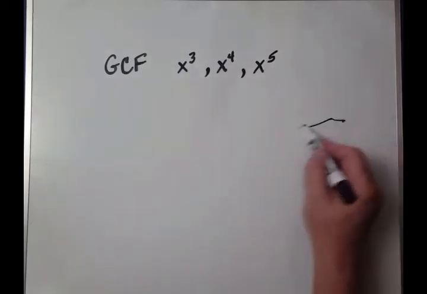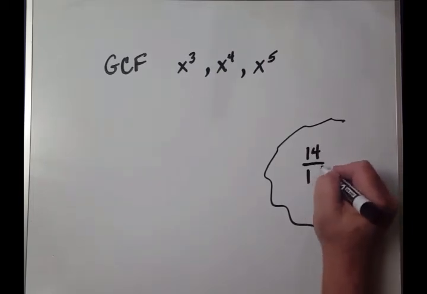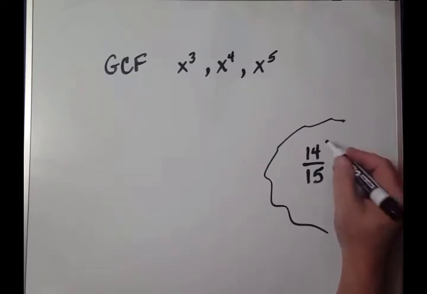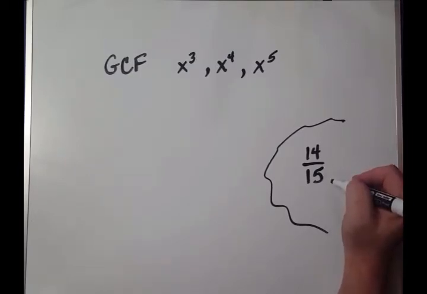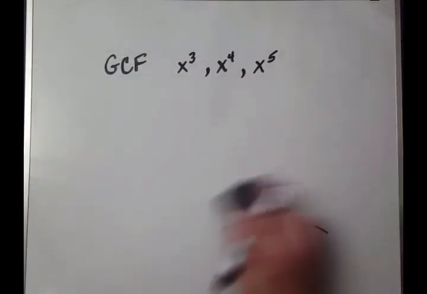One thing I could have mentioned: what if I ask you to reduce the fraction 14/15? Can that be reduced any further? No. Why? Because the biggest number that will divide them both is 1. There's nothing you can do multiplicatively to reduce that fraction.